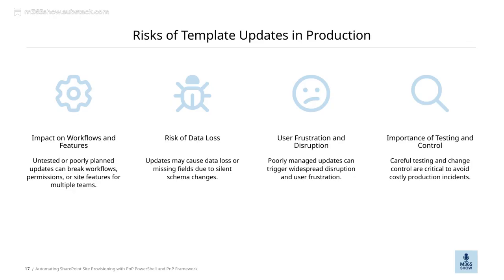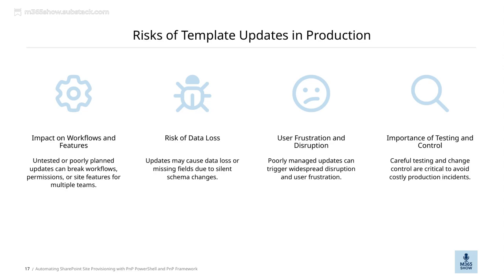There's also the risk of data loss. Updates that aren't carefully planned might silently change the schema, leading to missing fields or even loss of important data, something that can be very damaging. Finally, untested or poorly planned updates can have a big impact on workflows and features. They might break permissions, disrupt automations, or disable key site functionalities for multiple teams, which can really hamper productivity. So overall, managing template updates with care, proper testing, and control is essential to keep our SharePoint environment stable and our users happy.